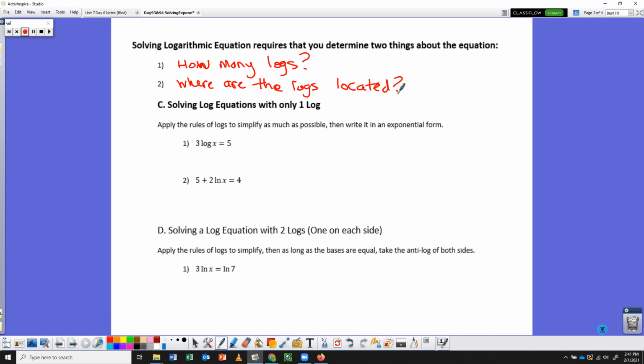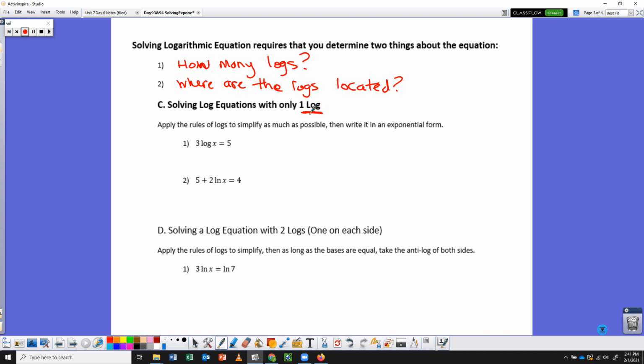So if you only have one logarithm, if the answer to the first question is 1, it doesn't really matter where it's located, if it's on the left or the right, because there's only one of them. So what you want to do is apply the rules of logarithms to simplify your formula as much as possible, and then write it back as an exponential equation so that you can solve it.